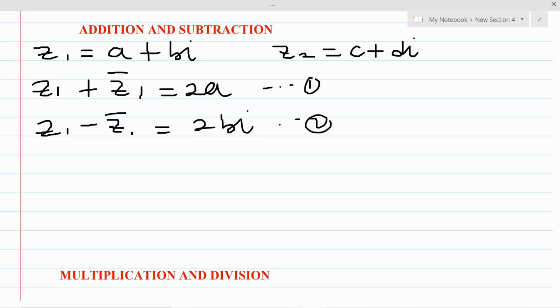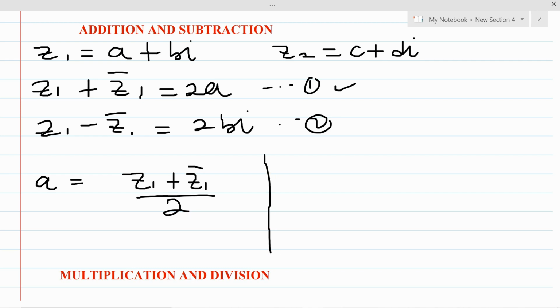Now from these equations, let's say equation 1 and equation 2, from equation 1, I can make a the subject. So always the real part of a complex number is equal to, if I divide the whole of equation 1 by 2, z1 plus z1 bar over 2. So always our real part of our complex number is given as this.